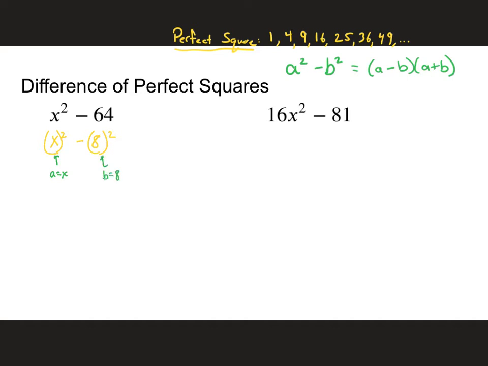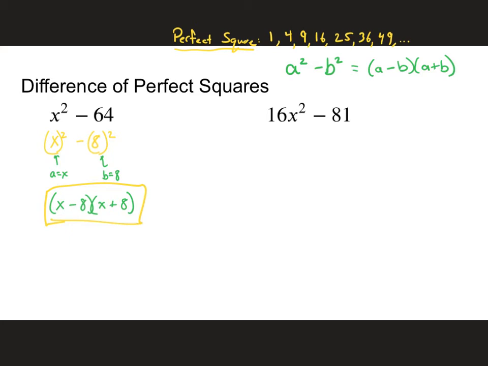So when I factor this out, I would get x minus 8 times x plus 8. And that's it. That is the answer. I can't factor this down anymore. Let's look at the next problem.